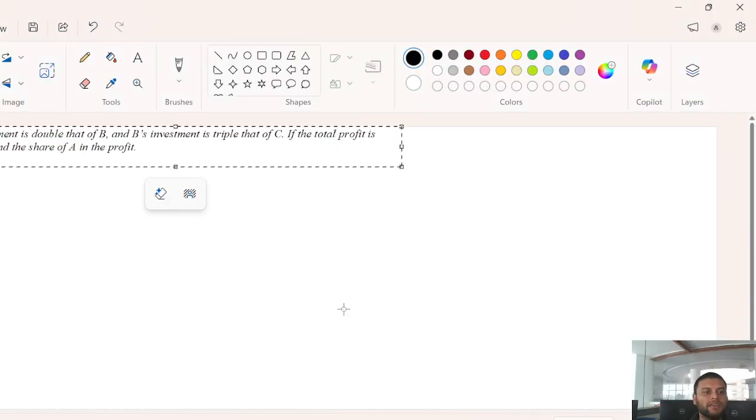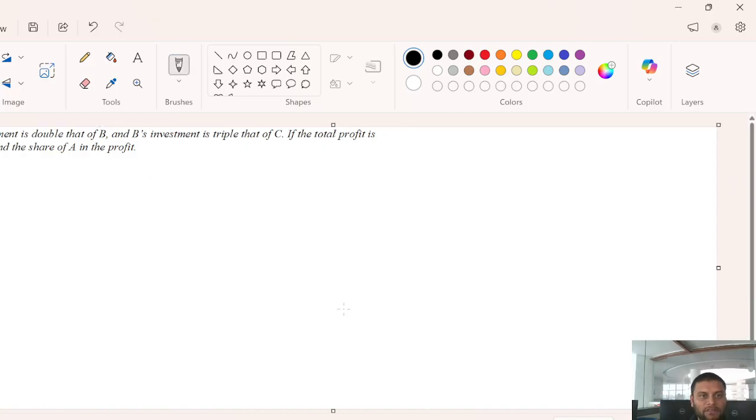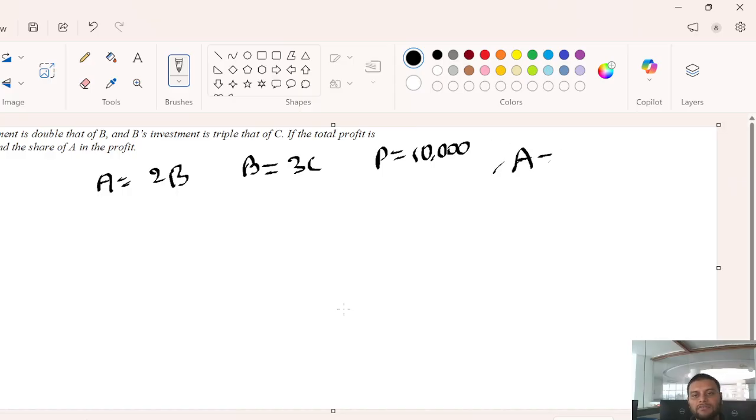Okay, friends. A's investment is double that of B. Look at this, friends. A's investment is 2 times of B. B's investment is triple that of C. B's investment is 3 times of C. If the total profit over here is 10,000 in this question, find the share of A in the profit. Then in this, what will be the share of A?